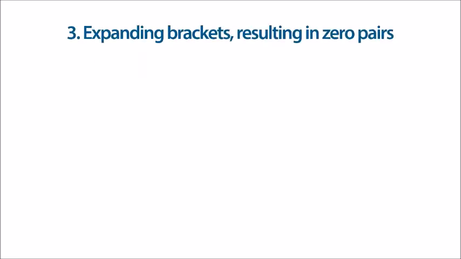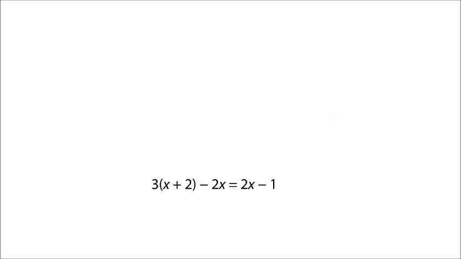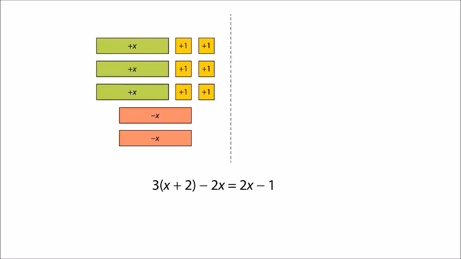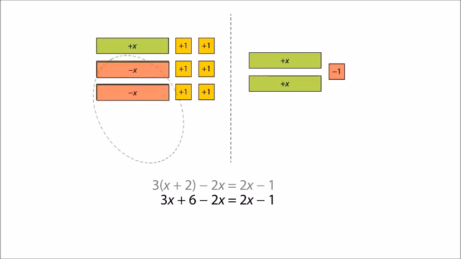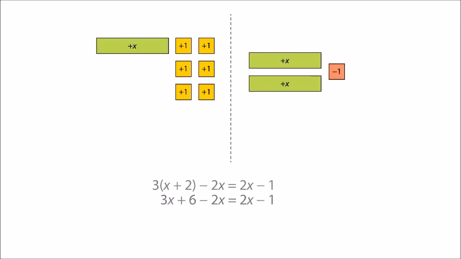In this next example, let's look at an equation that includes brackets. Algebra tiles can be used to represent the x plus 2 expression inside the brackets 3 times. We can then write the equation with the brackets expanded. We can simplify the left-hand side of the equation by identifying and removing 0 pairs. We can now write a simplified equation.